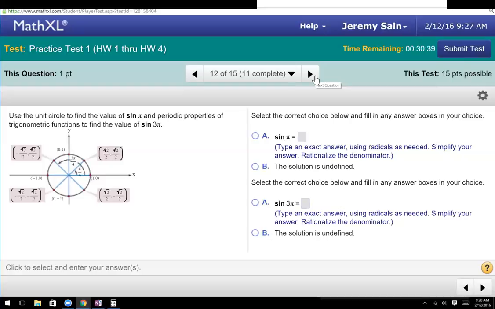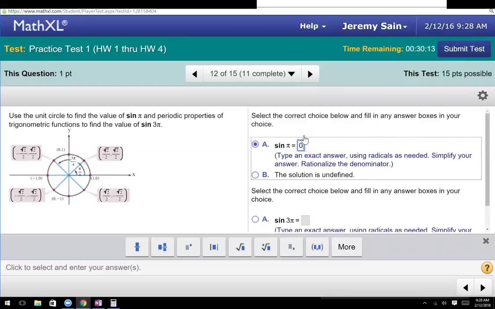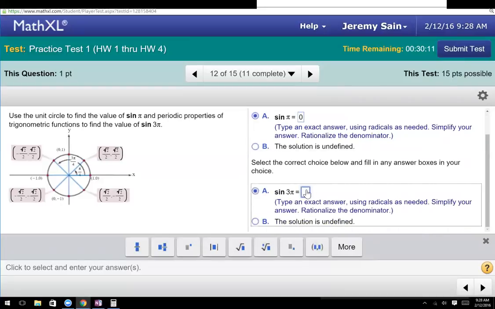Anyway, I had a brain fart. You see a circle to find sine of pi, and the periodic properties to find sine of 3 pi. Okay, sine of pi. Pi we said was in the negative x direction. Sine is which, the x or the y coordinate? Sine is the y. So if I'm over here, the y is 0. And then sine of 3 pi is the same thing.